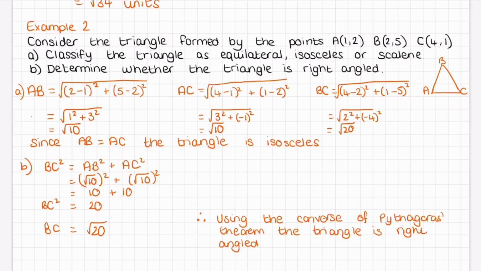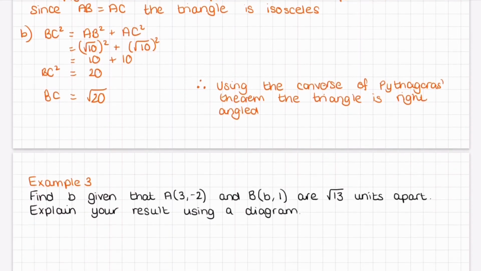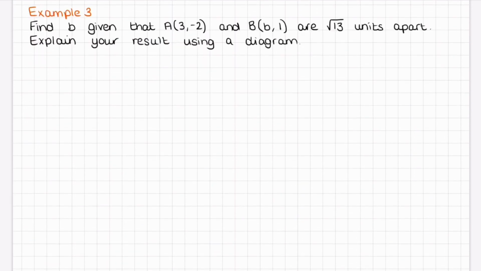All right, and we have one more example, example 3. We want to find B, given that these two points A and B are square root of 13 units apart. Explain your result using a diagram. So we want to show that they are root 13 units apart. What we're going to do first is work out what B is. That's just going to be subbing values into our distance formula equation and solving it from there.